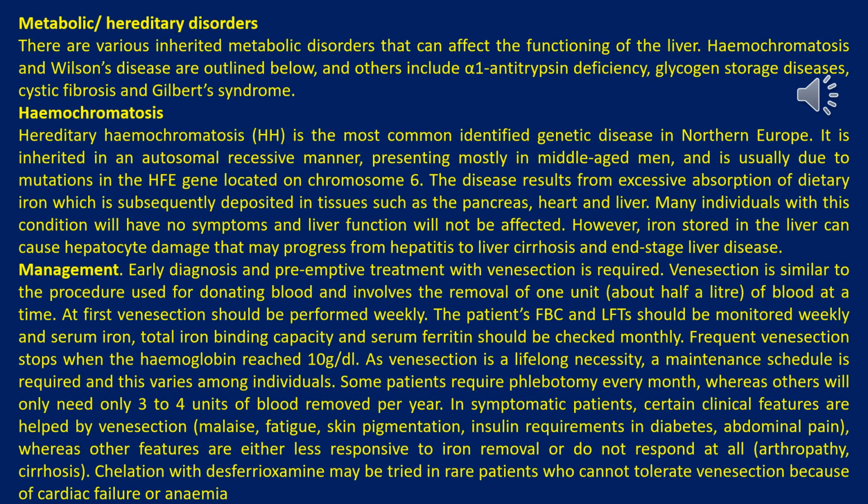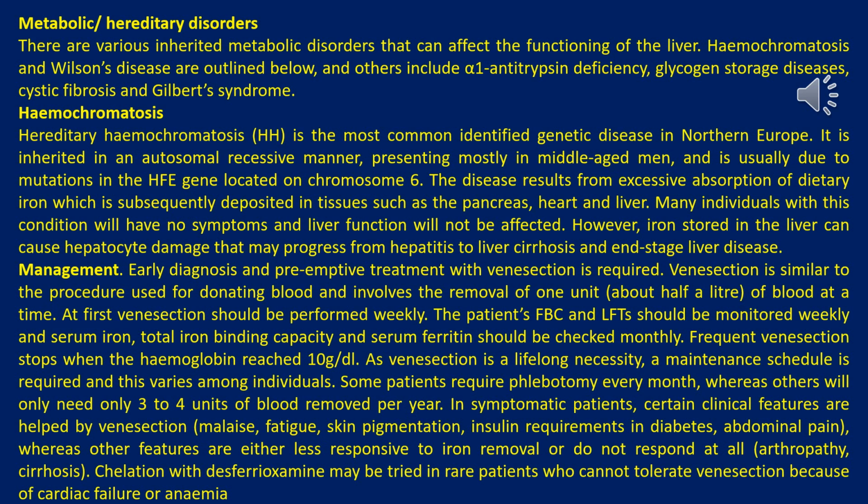Frequent venesection stops when the hemoglobin reached 10 grams per deciliter. As venesection is a lifelong necessity, a maintenance schedule is required and this varies among individuals. Some patients require phlebotomy every month, whereas others will only need 3 to 4 units of blood removed per year.